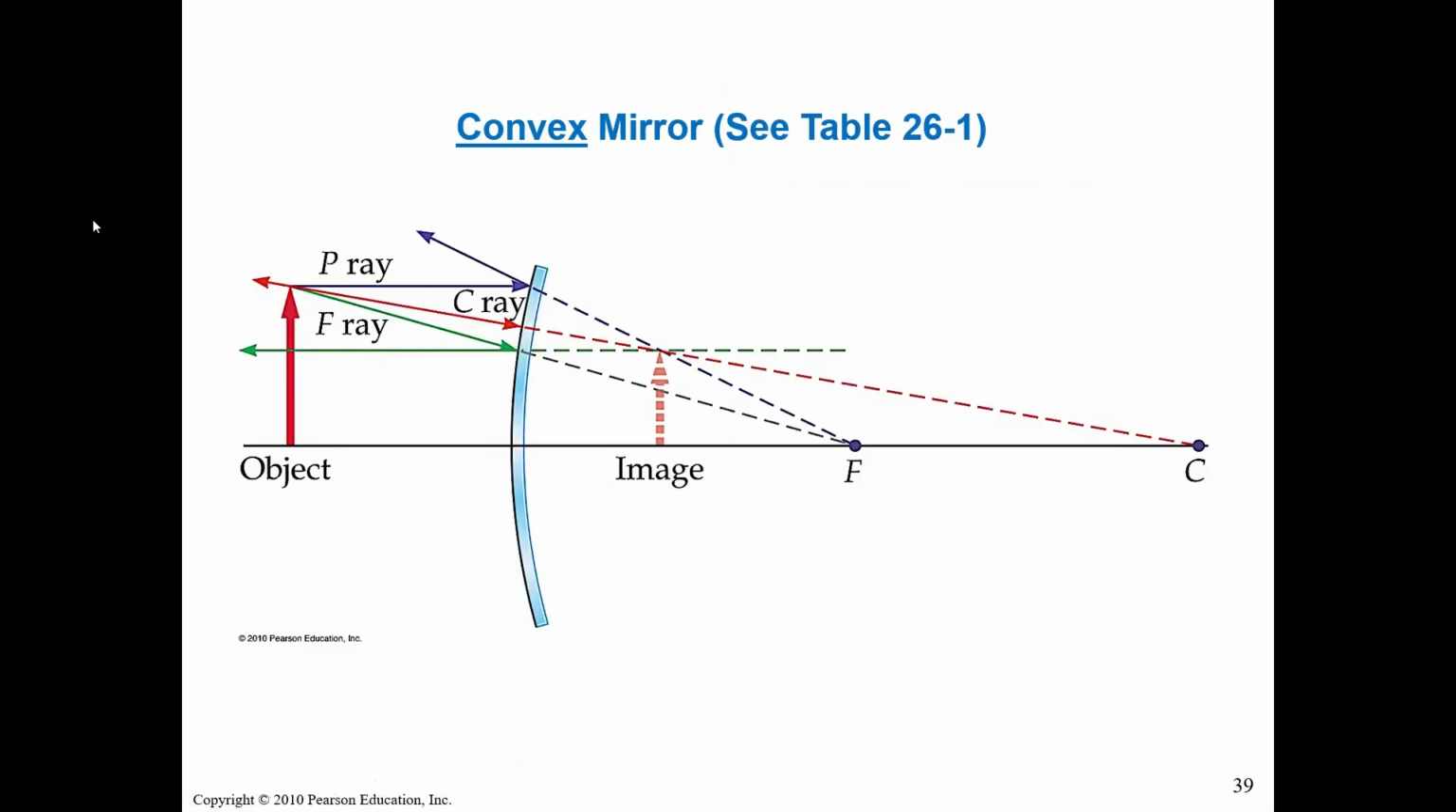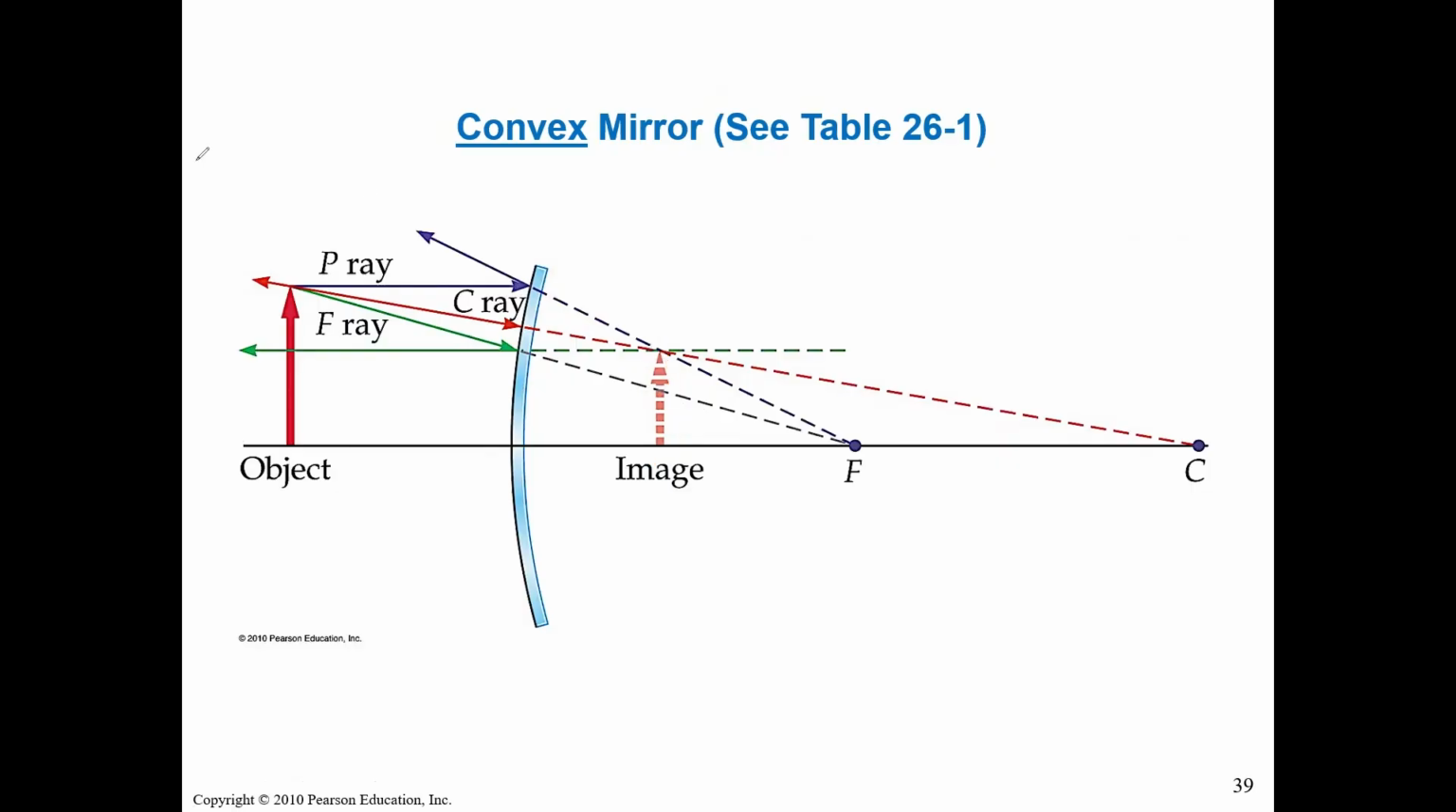Okay, so this is the convex mirror, and the convex mirror makes an upright image. The image is on the other side of the mirror. The light rays are actually diverging, but if we extend the light rays, they will cross at the same point. Or in other words, the light rays look like they're from this image. The image is a virtual image, is upright, and is reduced in size.